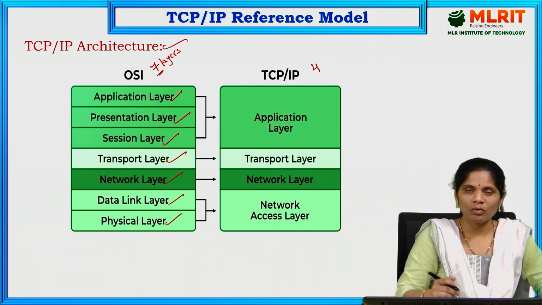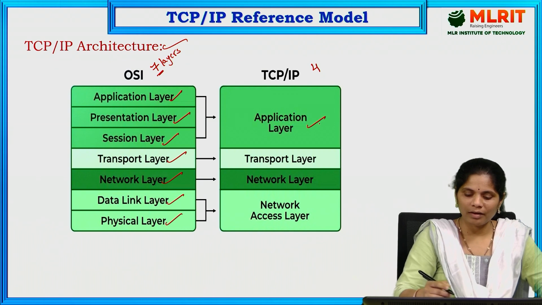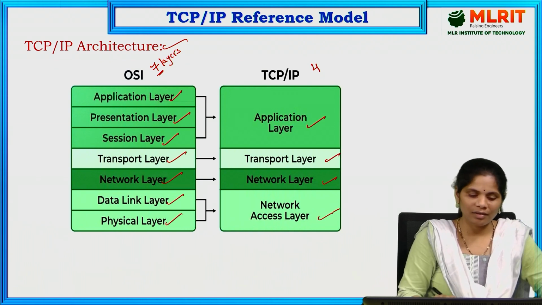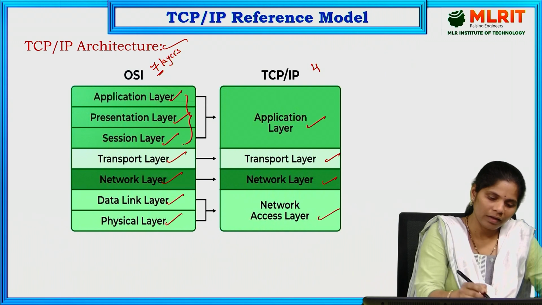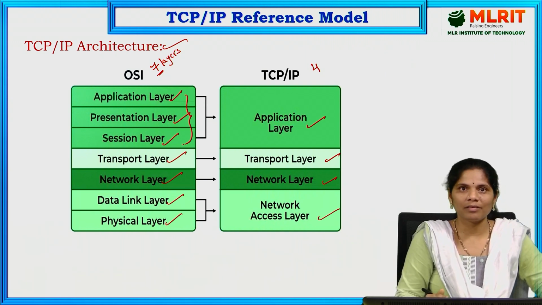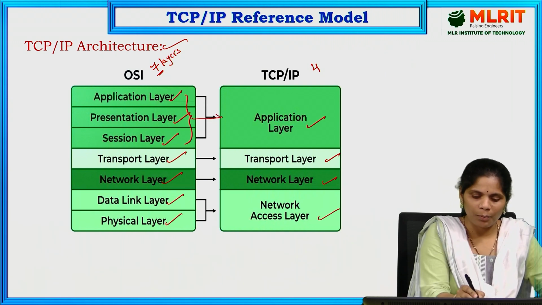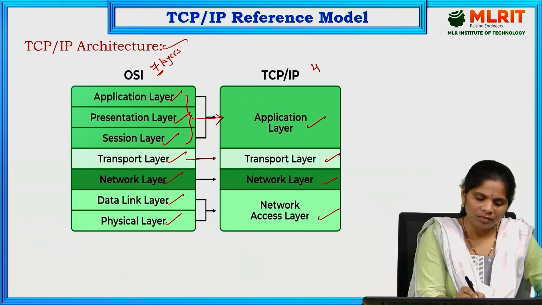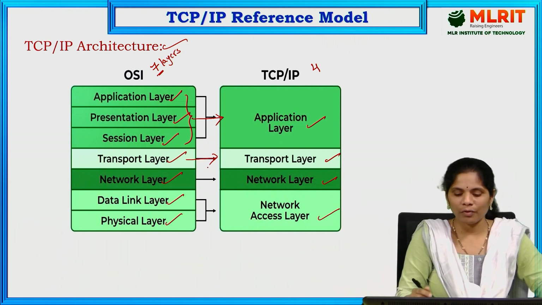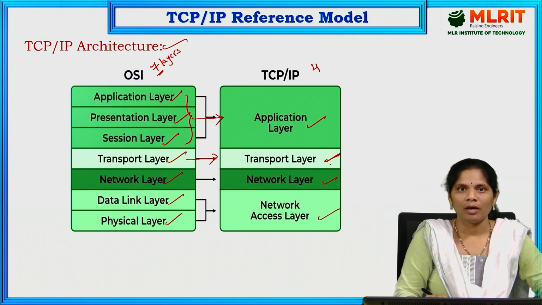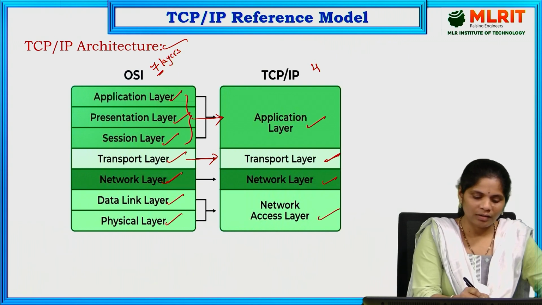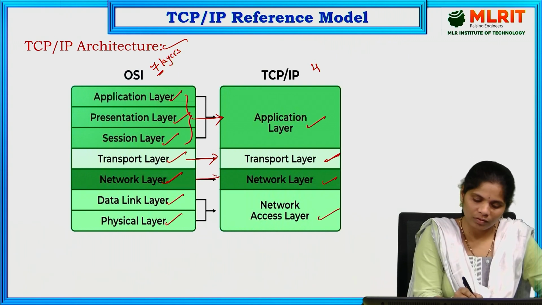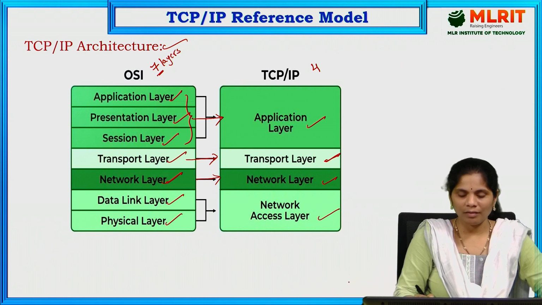And coming to TCP/IP, it has the application layer, transport layer, network layer, and network access layer. The relation is that the combination of these 3, the application layer, presentation layer, and session layer, we can call as the application layer in TCP/IP. Coming to the transport layer in OSI, it is also called the transport layer only in TCP/IP. And coming to the network layer, the network layer is used as usual in TCP/IP, that is the network layer.